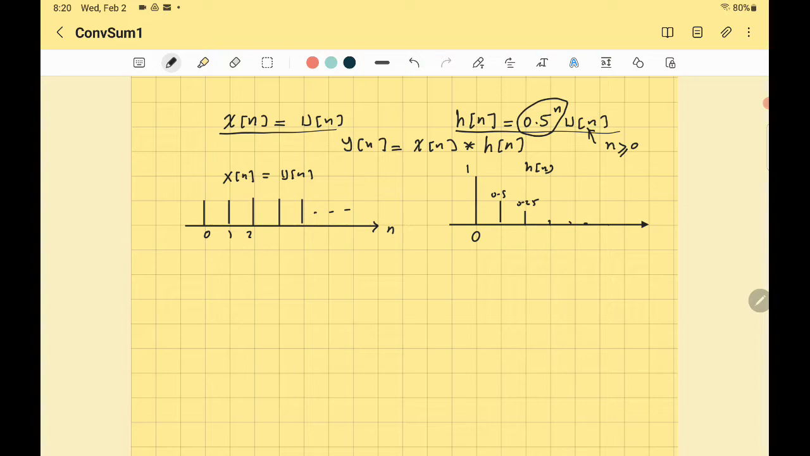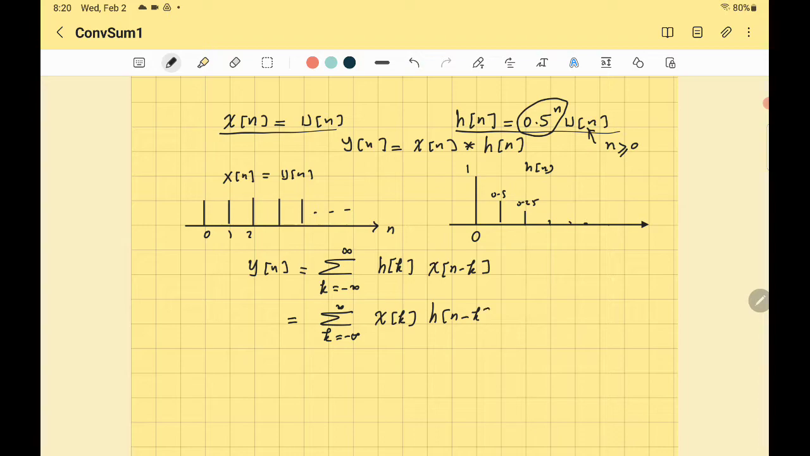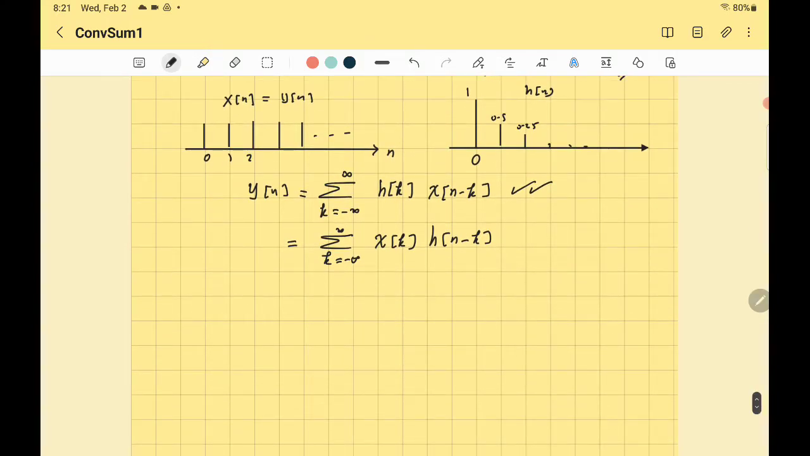We said that if one signal or both signals have an infinite period, we should use the sum formula. Actually, both have. So we're going to use that. y of n equals the sum over k from minus infinity to infinity of h of k x of n minus k. Somebody asked, can I use the other one, the sum over k from minus infinity to infinity of x of k h of n minus k? Yes, both are right, but I'm going to use this one. It will be easier, and you'll see why.